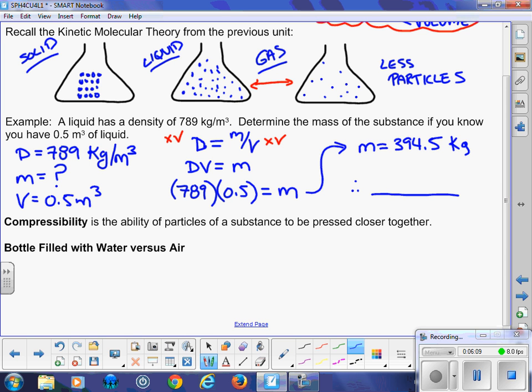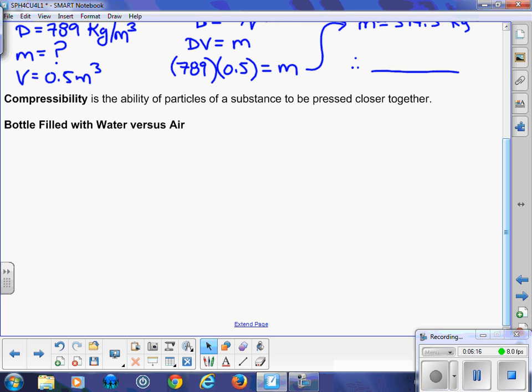There are your density calculations. Now, I did say the topic in here was density and compressibility, so let's talk about compressibility for a second. Compressibility is the ability of particles of a substance to be pressed closer together.